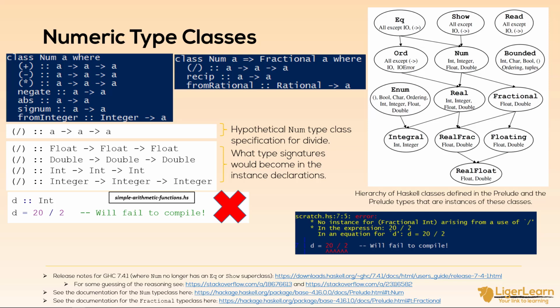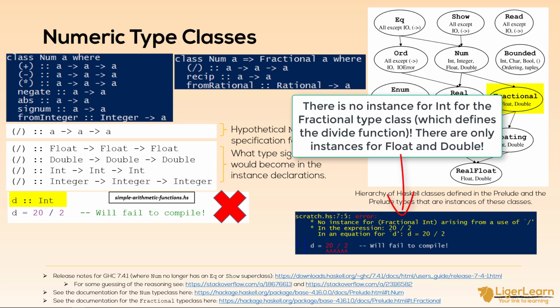Divide is defined on the Fractional type class, for which only Float and Double define instances. So when we provide an Int, like what we are doing here, we get the error message saying that there is no instance defined for the Fractional type class for Int. So we've come a long way since the beginning of our Haskell journey to be able to understand what was previously a very cryptic error message.